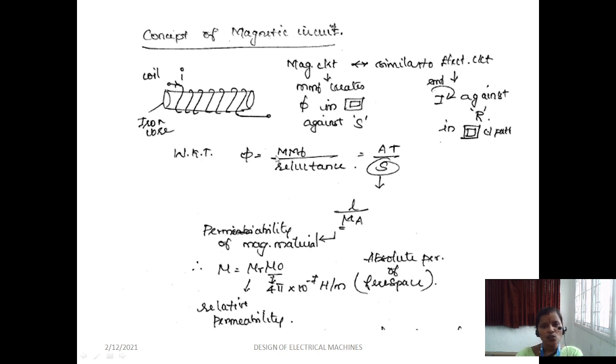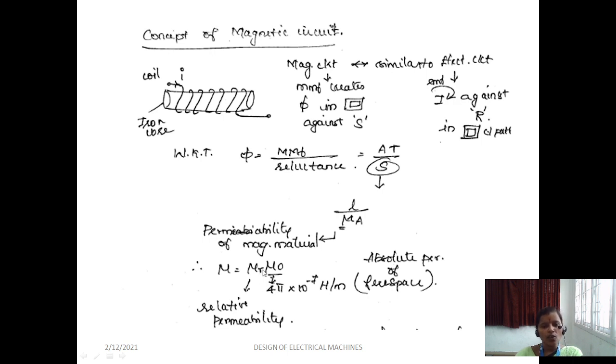MMF is represented in ampere turns, AT. The reluctance is represented by the symbol S, and S is given by the formula l divided by mu A, where mu is the permeability of the magnetic material you opt for constructing your electrical machine. And this mu is the product of the relative permeability and the permeability of free space, mu naught into mu r.